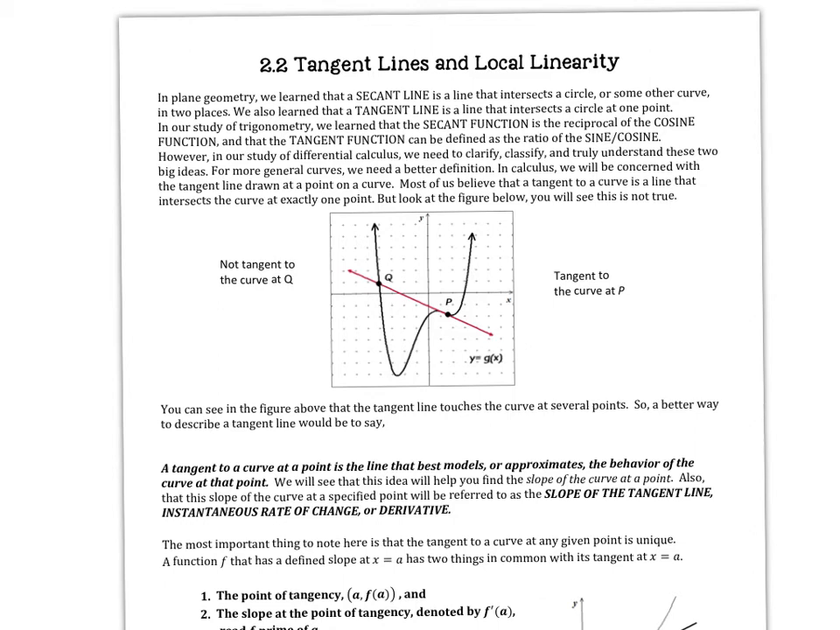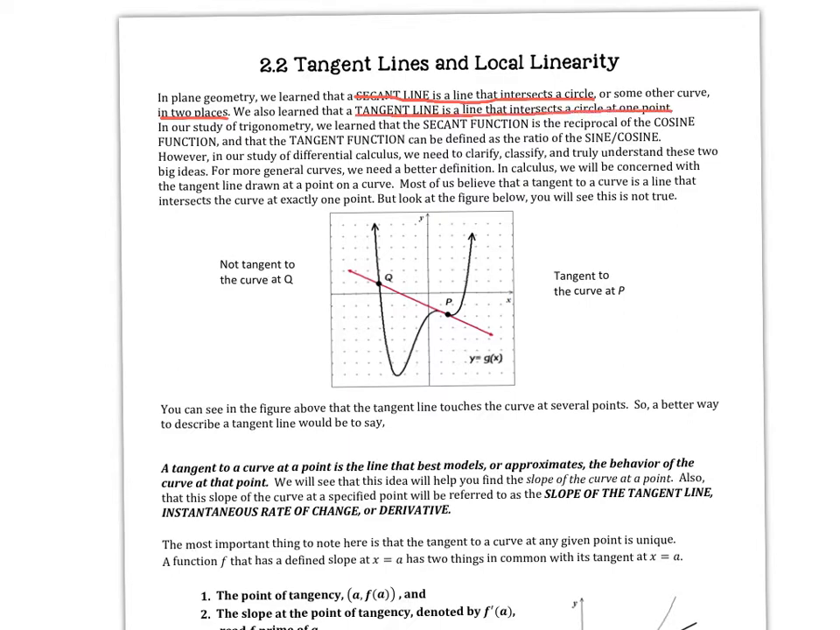Okay, so 2.2, tangent lines and local linearity. If you remember in geometry, you learned about the secant line right here that intersects a circle in two places. We talked about it the other day. And then we also learned that a tangent line is a line that intersects a circle at one point.